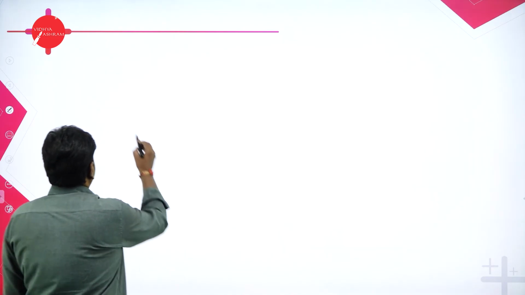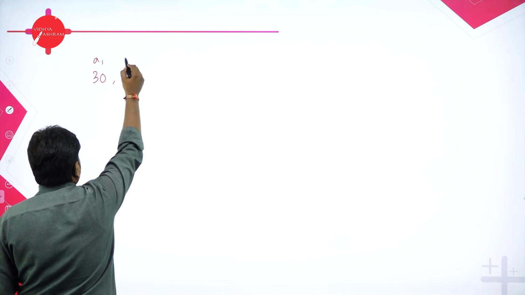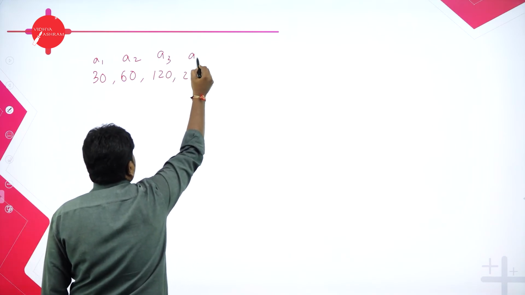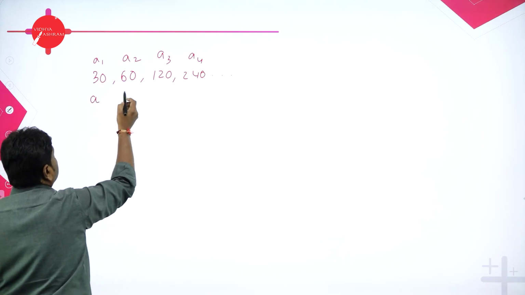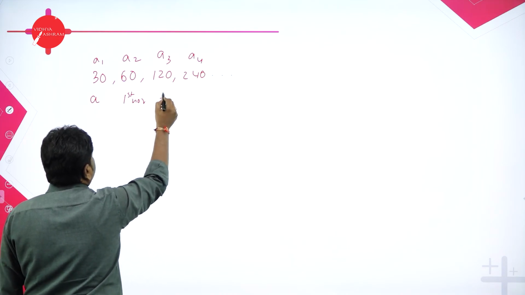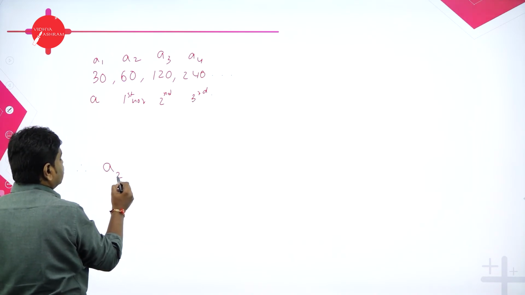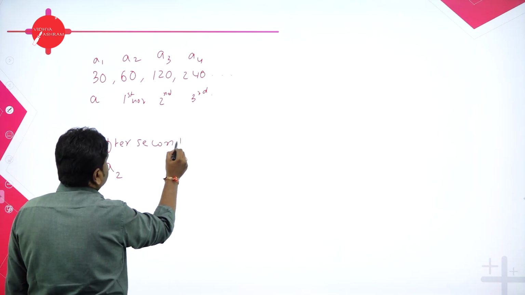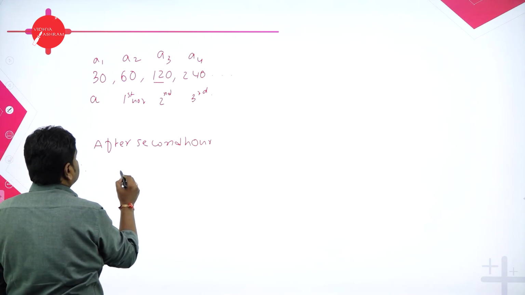So now clearly 30 is the first term and 60 is double. R, the common ratio, multiplies by 2. Into 2 is 120, into 2 is 240. A third, A fourth, it goes on like that. See, A1 is 30, I can also call it A. This is after the first hour, after the second hour, after the third hour. So after the second hour, we have 120.